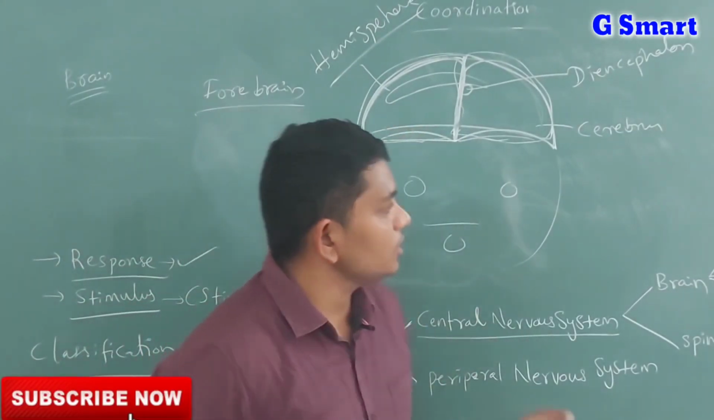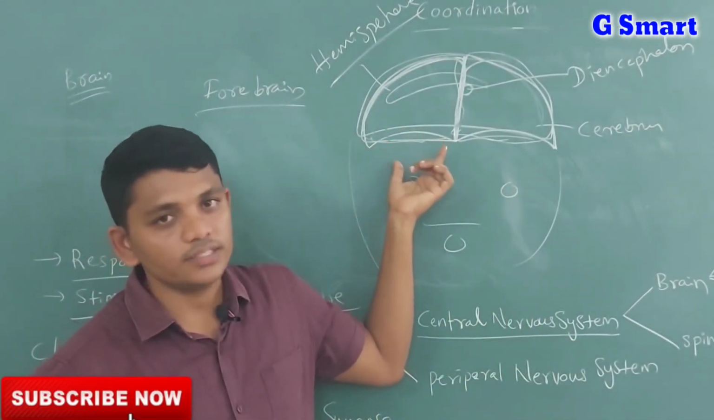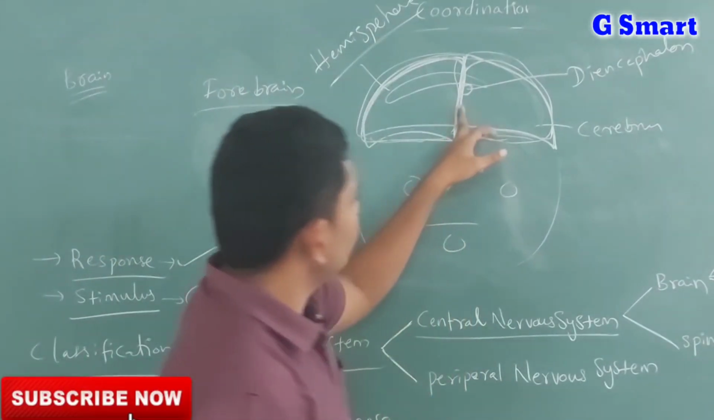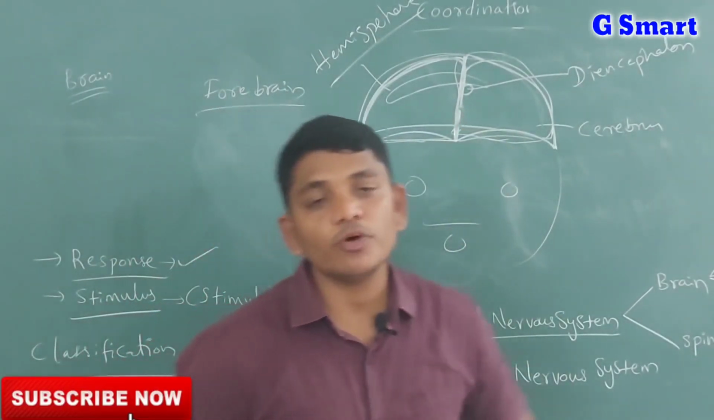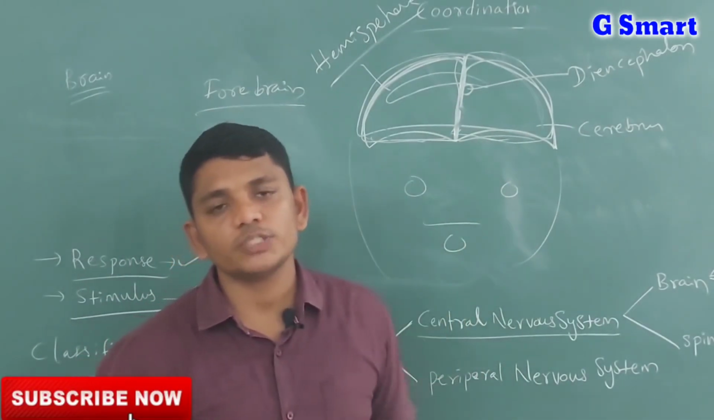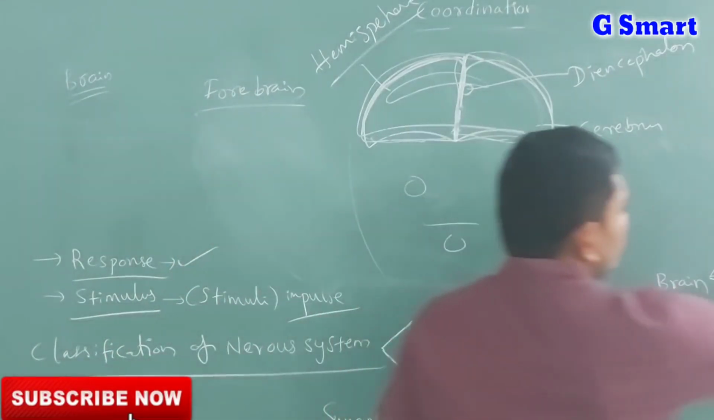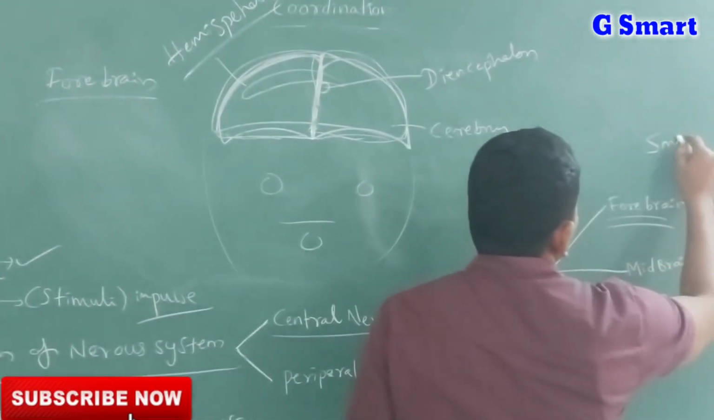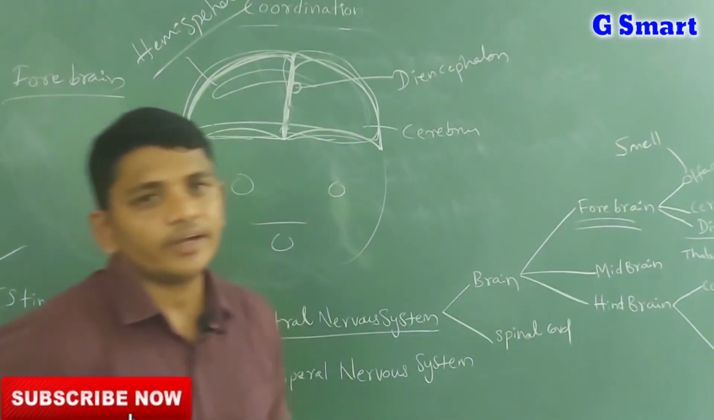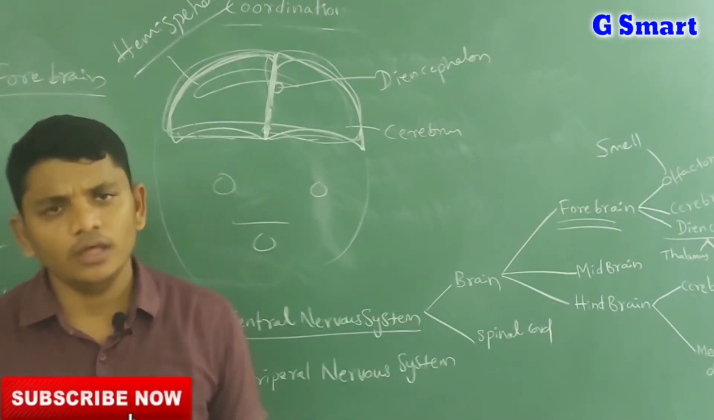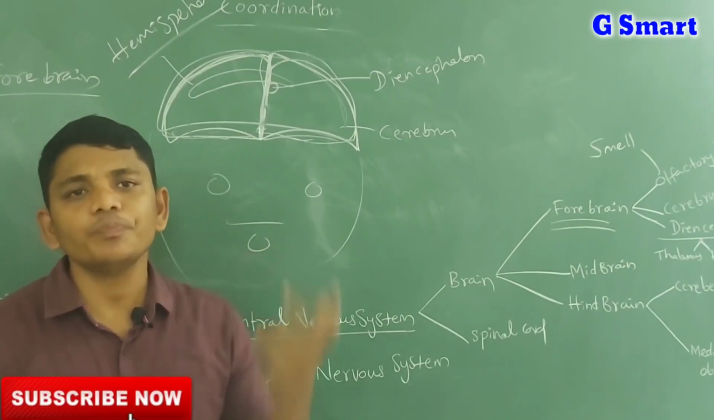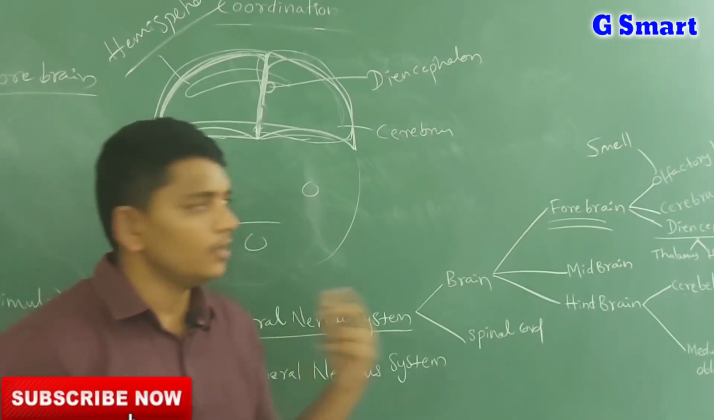Okay, let us discuss what is happening in the forebrain. The olfactory lobes are present in the forebrain. They are responsible for the sense of smell.